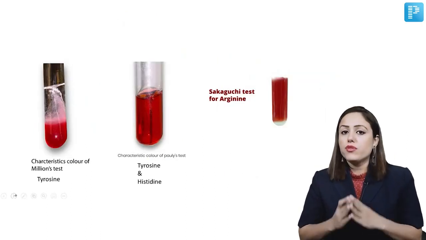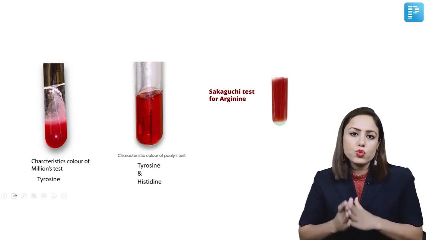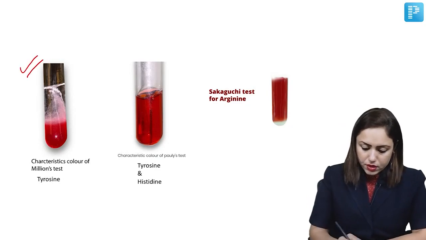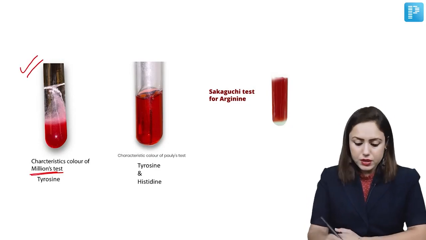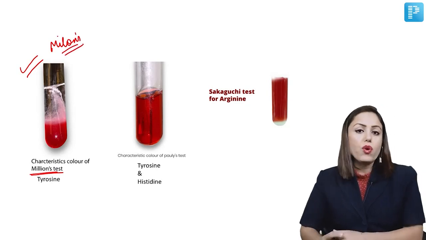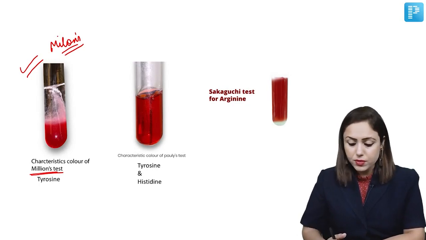Then I have taken all the red color tubes on a single page. It will be very, very easy for you to recall and remember. So first one is Millon's test. Millon's test is for tyrosine, okay? Tyrosine is an aromatic amino acid.